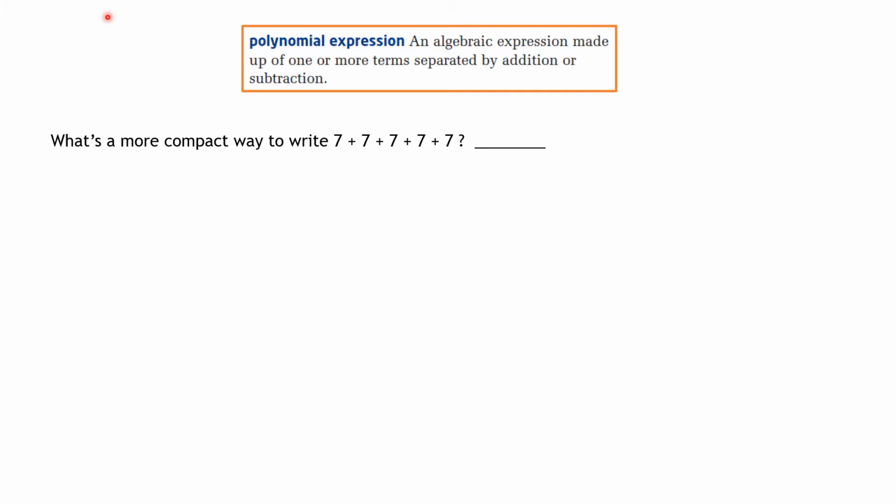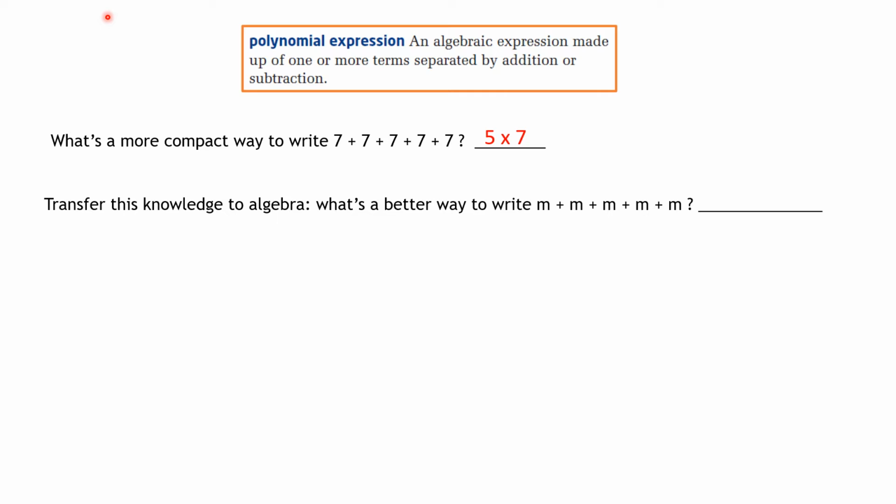So what's a more compact way to write 7 plus 7 plus 7 plus 7 plus 7? Well, how many 7s have we got there? There's 5 of them. So 5 times 7 is a better way to write it. And it's a more compact way to write out that kind of calculation. So let's transfer that knowledge to algebra.